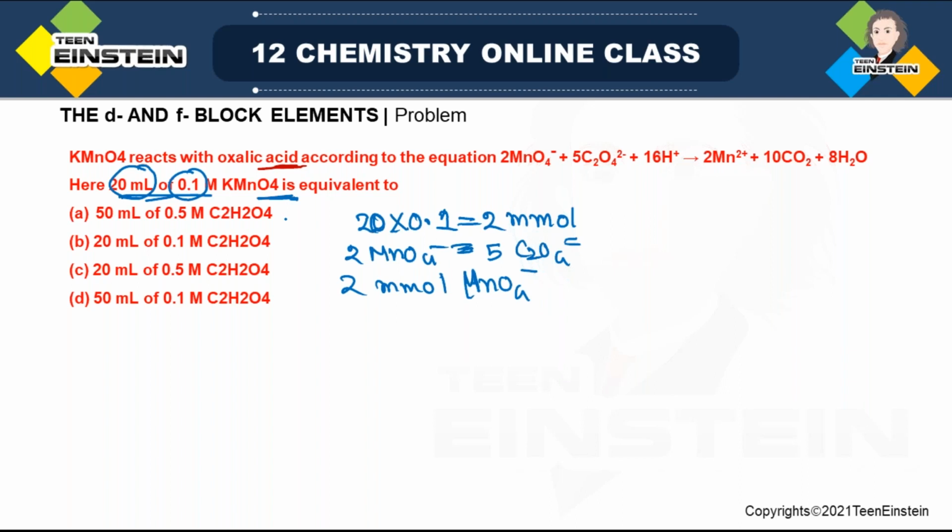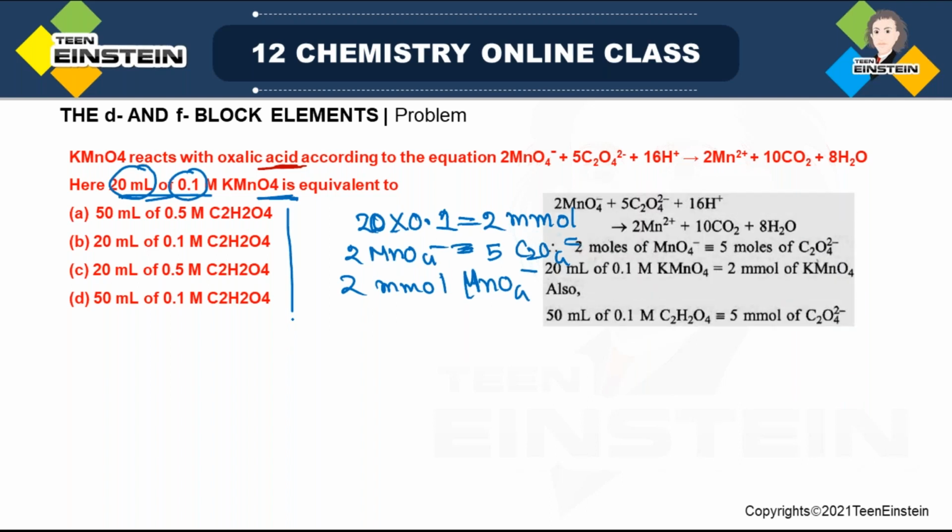Now from which of these options A, B, C, D can you get 5 millimoles of C2O4 2 minus? That you have to find out. Here the equation is again written, the same thing I have just mentioned: 2 moles of MnO4 minus, 5 moles of C2O4 2 minus, and 20 ml of 0.1 molar KMnO4 is equal to 2 millimole. How can you get it? Simply multiply these two.